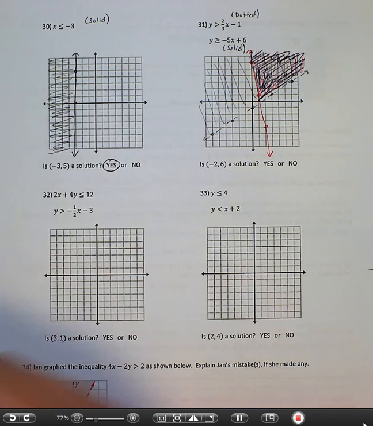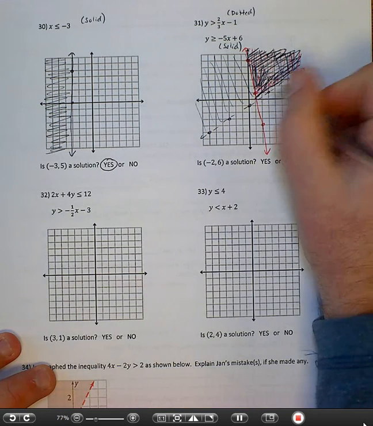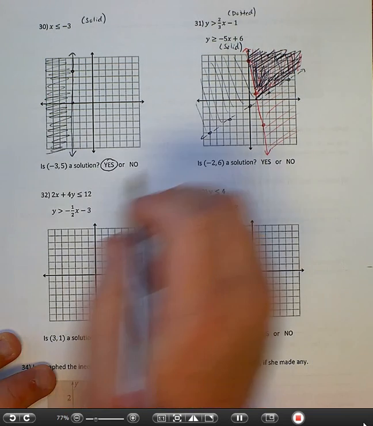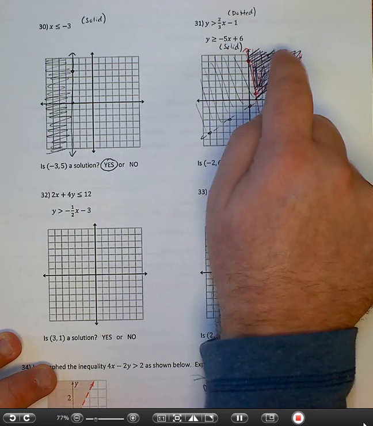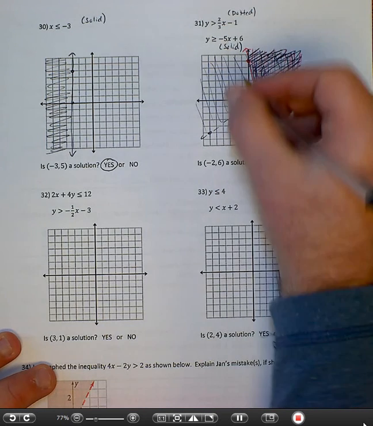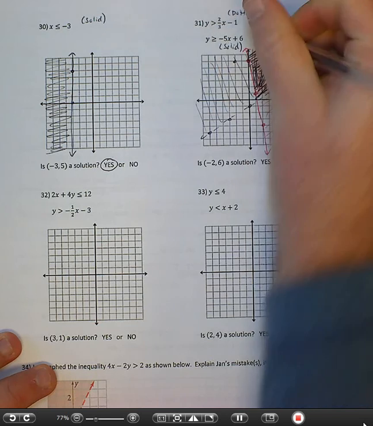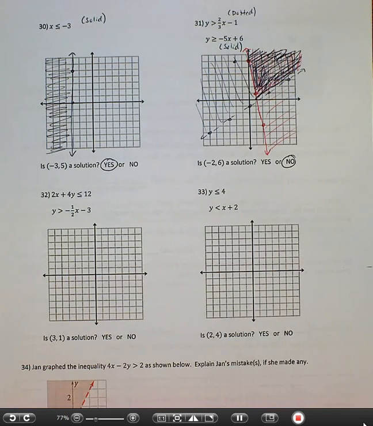So is negative 2, 6 a solution? By the way, I should have continued. That's also above the second line. It's just red here. It's just black here. Red and black together. That's the region I want. Is negative 2, 6 a solution? Negative 2, 6 is only in the black. It's not in the red. Therefore, it is not a solution. Okay.